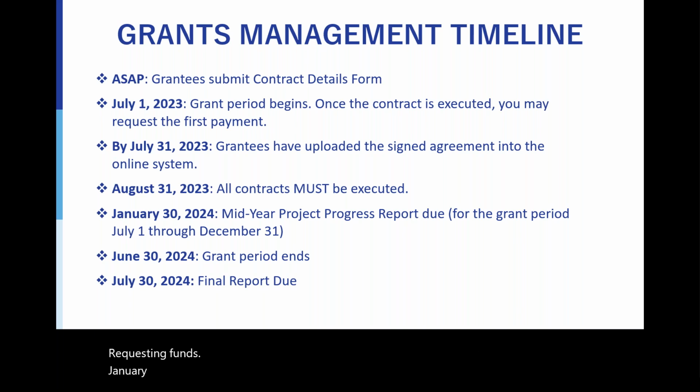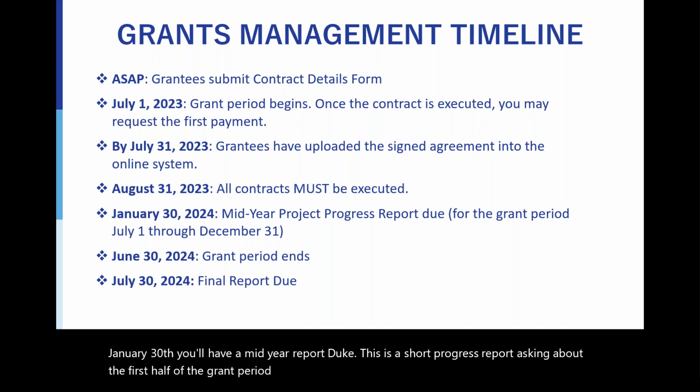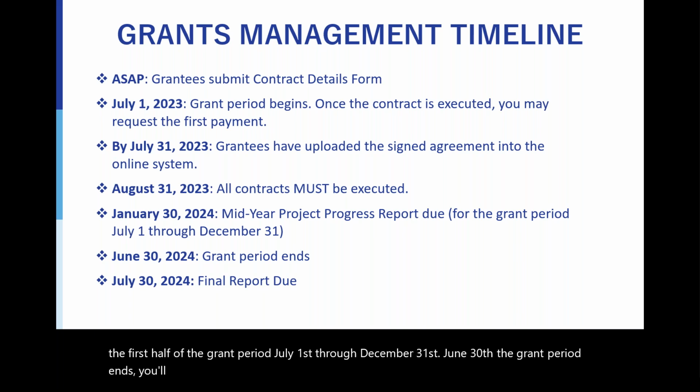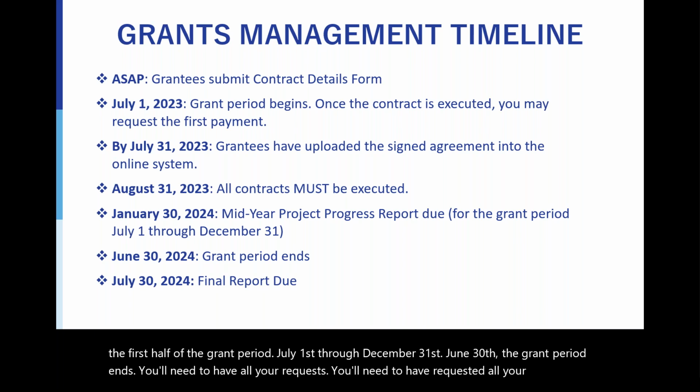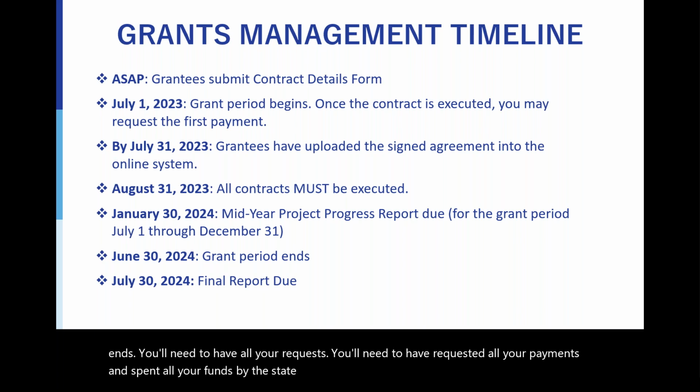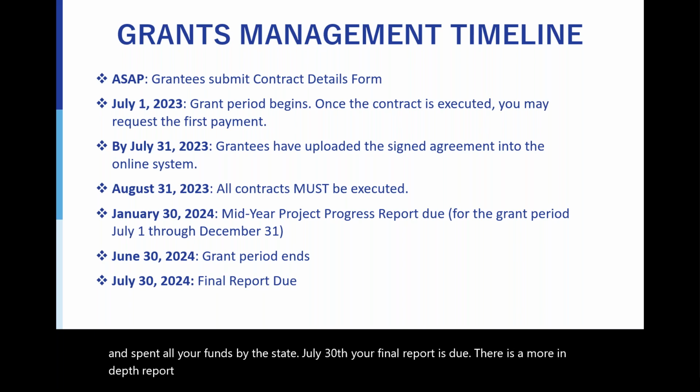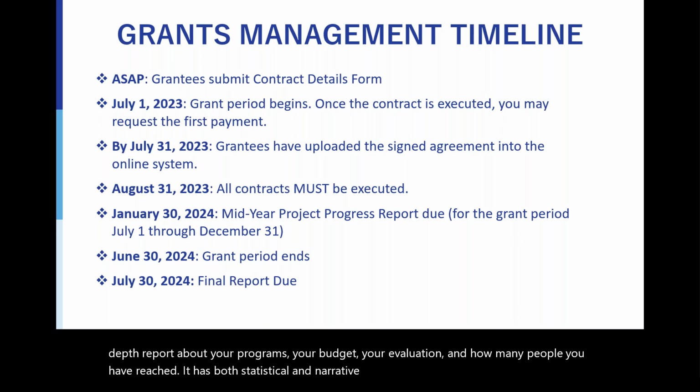January 30th, you'll have a mid-year report due. This is a short progress report asking about the first half of the grant period, July 1st through December 31st. June 30th, the grant period ends. You'll need to have requested all your payments and spent all your funds by this date. July 30th, your final report is due. There is a more in-depth report about your programs, your budget, your evaluation, and how many people you have reached. It has both statistical and narrative questions, and some of you are working on completing this for last year right now.